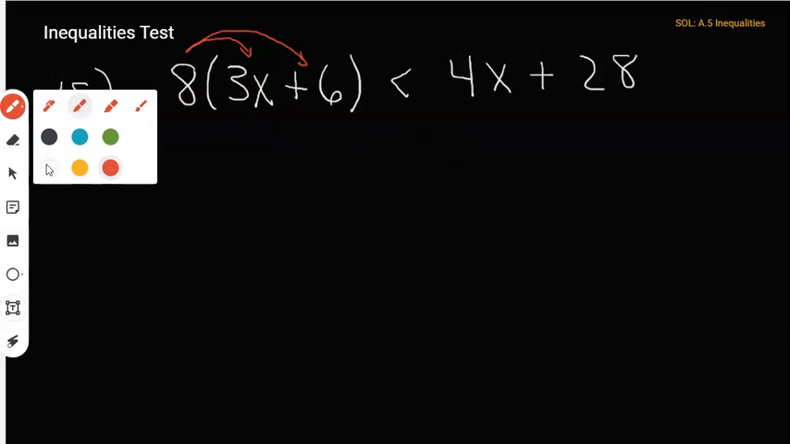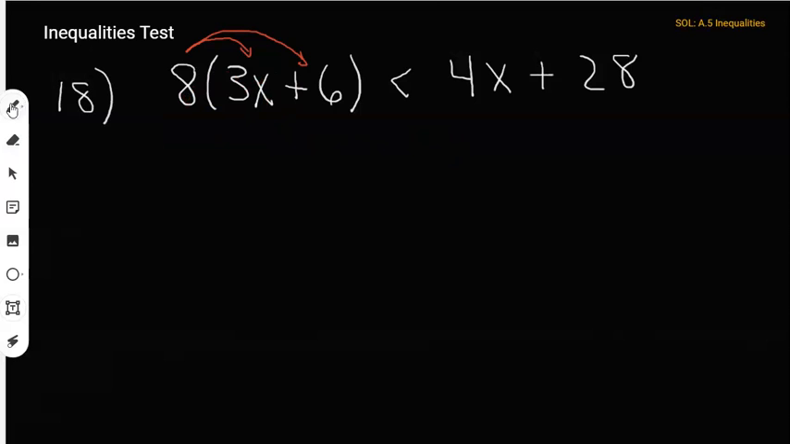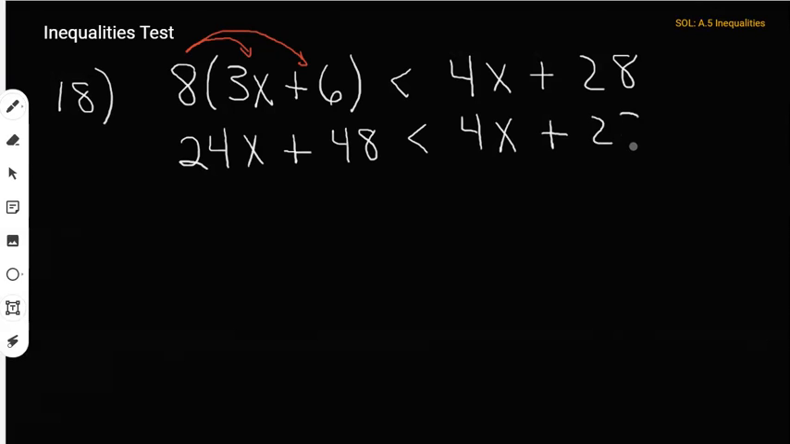So what's 8 times 3x? Yeah, 24x. And then what's 8 times 6? 48. But everything else is still the same. So I've still got the 4x and the 28 on the right side.